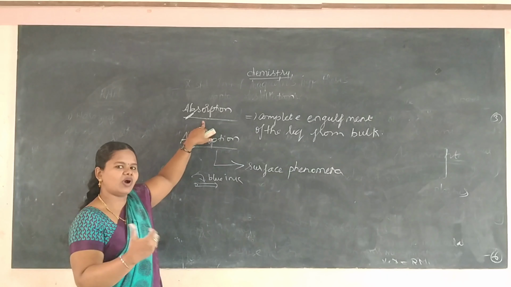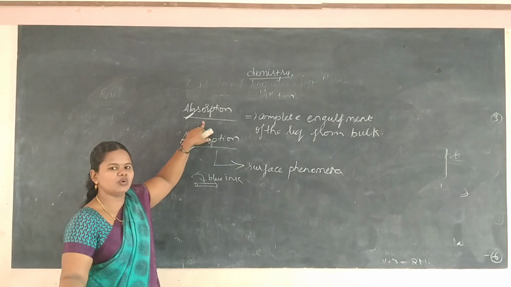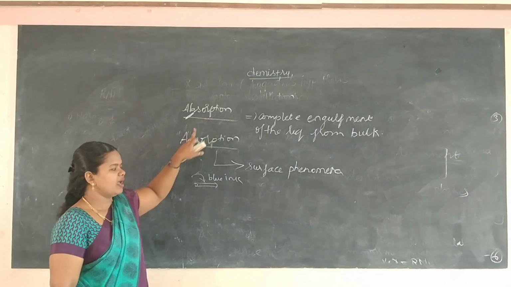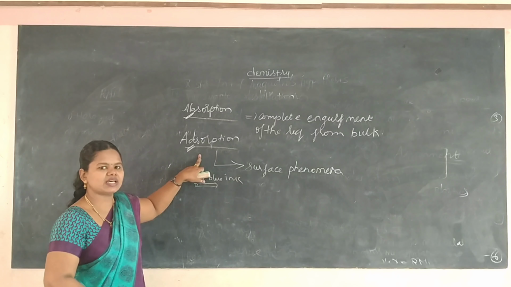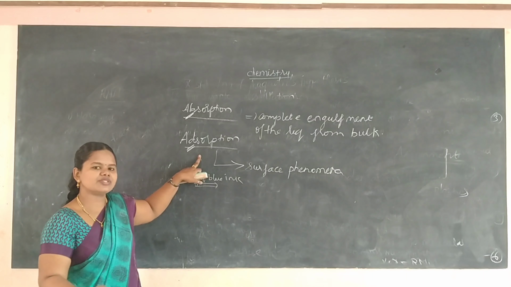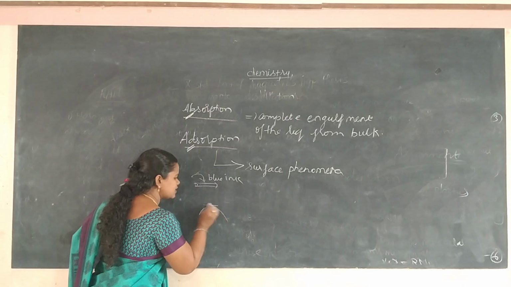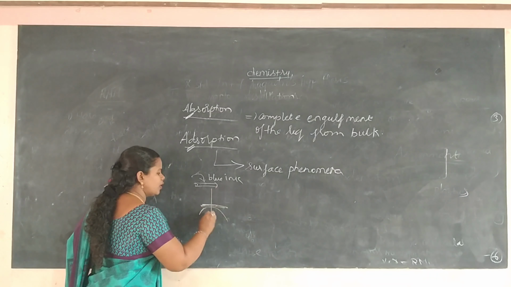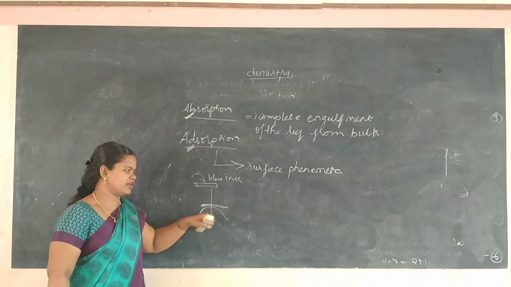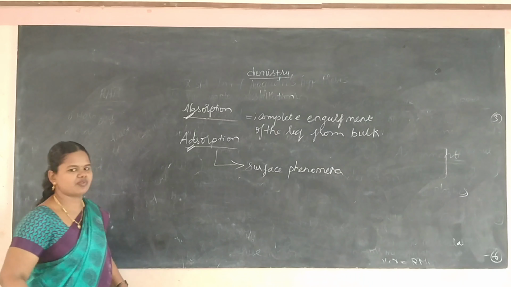Whereas in absorption, when you soak a cotton cloth in water, the cotton cloth will absorb all the water, and you can easily squeeze the cotton cloth and get the liquid. So complete engulfment of the liquid is absorption, and adsorption is only a surface phenomenon. The substance is present only at the surface of another substance. It will not go inside. That is known as what? Adsorption. Adsorption is the surface phenomenon.